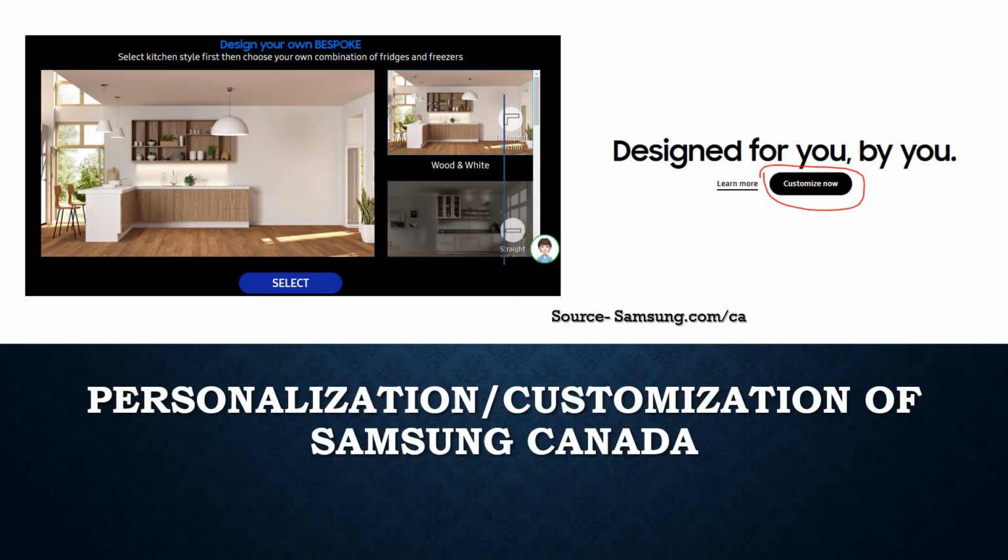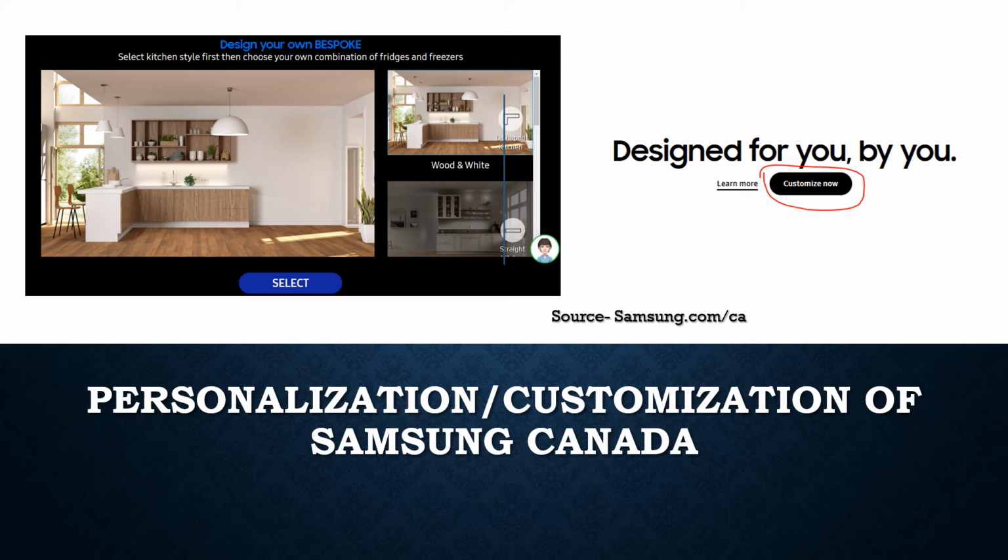The next is personalization and customization. They have a specific link where you can customize your own product. You can choose the memory, the size, and the color by clicking on this link, and they will make it for you, because Samsung is the company that makes its own products.